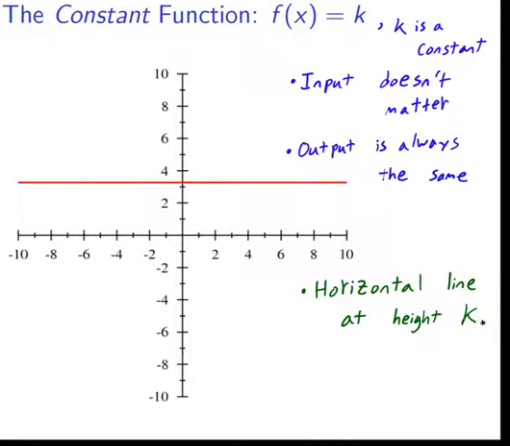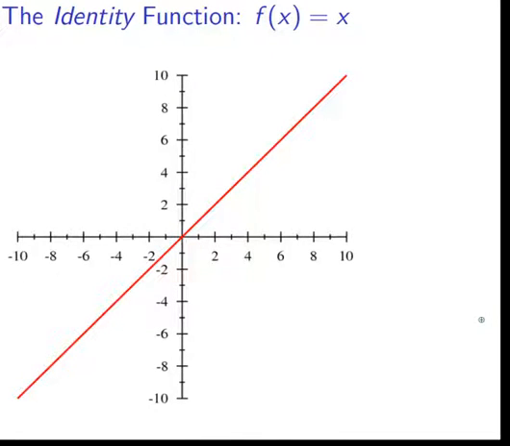Great. The identity function, f of x equals x. It's called the identity function because whatever we plug in is what we get out of it. The input is the same as the output, right? If we plug in 7, we get out 7. If we plug in -47, we get out -47.